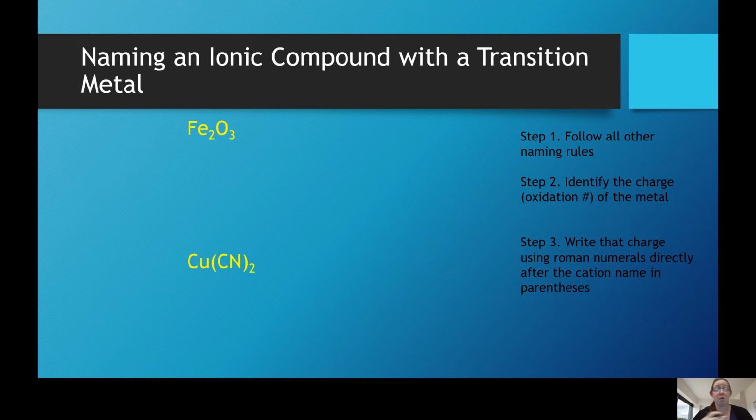So step 1, no matter what you're doing, follow all other naming rules. Step 2, identify the charge or the oxidation number of the metal cation. Step 3 is going to write that charge using Roman numerals directly after the cation name in parentheses, and then you'll just name the anion based on what kind of anion it is. And I'm going to show you what I mean by that.